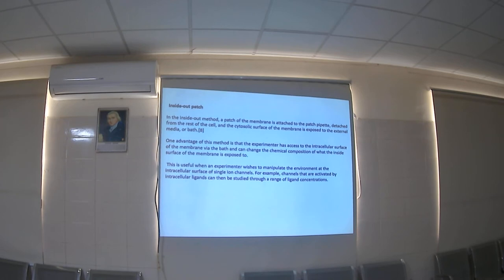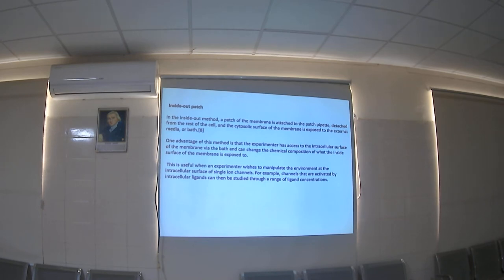एक्स्ट्रा सेलुलर आयोनिक कंसंट्रेशन. ठीक है, तो in the inside-out method, a patch of a membrane is attached to the patch pipette, detached from the rest of the cell, and the cytosolic surface of the membrane is exposed to the external media, the bath. Bath is the extracellular matrix. One advantage of this matrix is that the experimenter has access to the intracellular surface of the membrane via the bath and can change the chemical composition of what the inside surface of the membrane is exposed to.